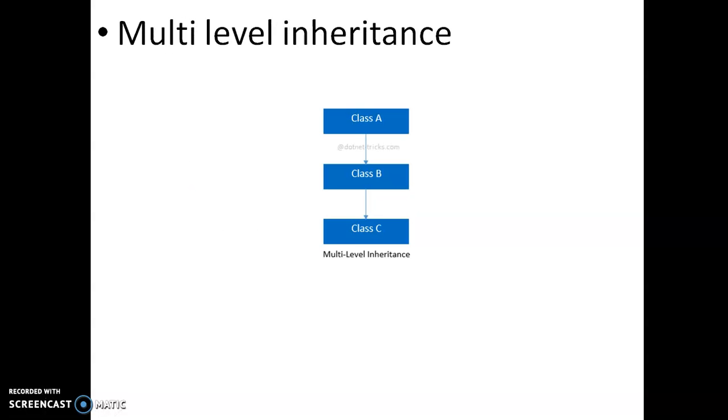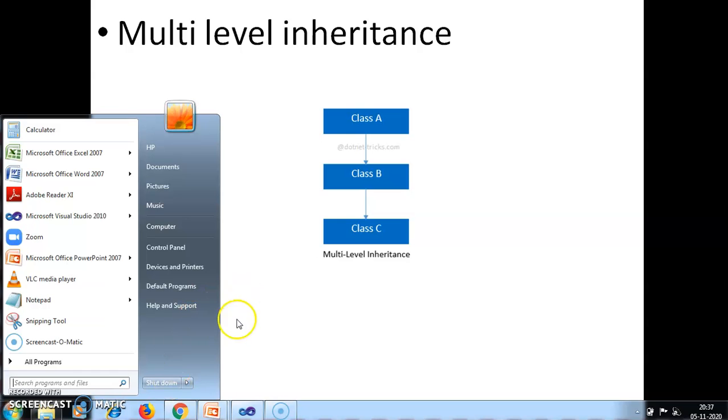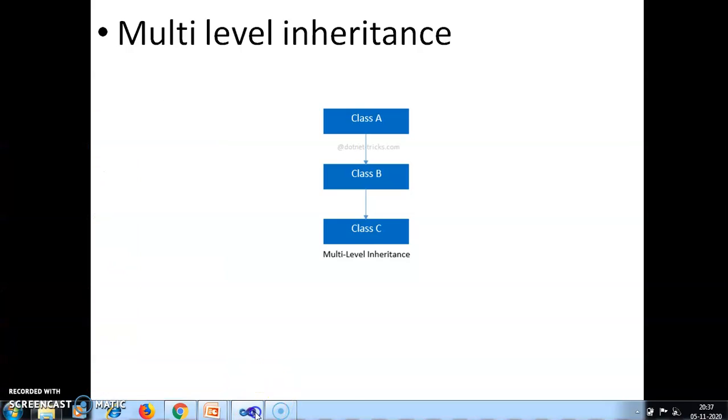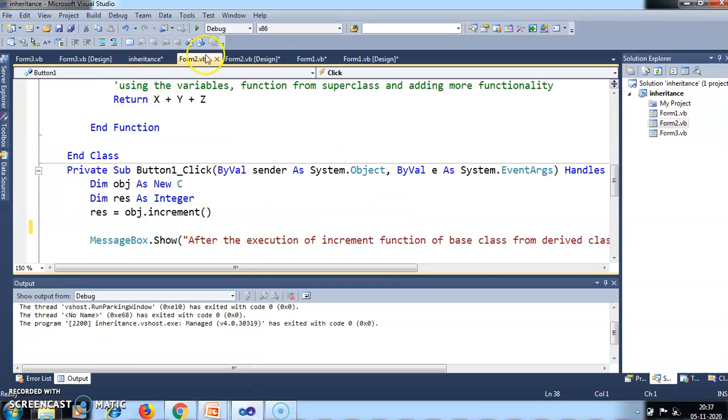The next one, what I'm trying to say, is hierarchical inheritance. It shows deriving different classes from the same base class. Deriving different classes from the same base class is called hierarchical inheritance. I'll show the example for that.